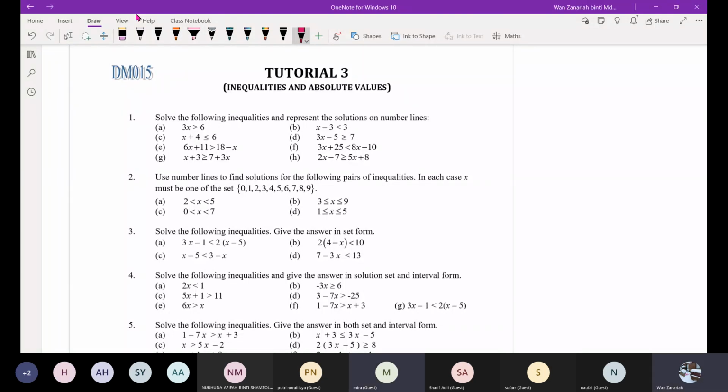Okay, I just want to highlight something. Number 2, use the number lines to find the solution, in each case. For all this while, you drew an arrow. This time you cannot put an arrow, because an arrow means it includes all the decimals and fractions. So they have stated the values, so you have to plot.